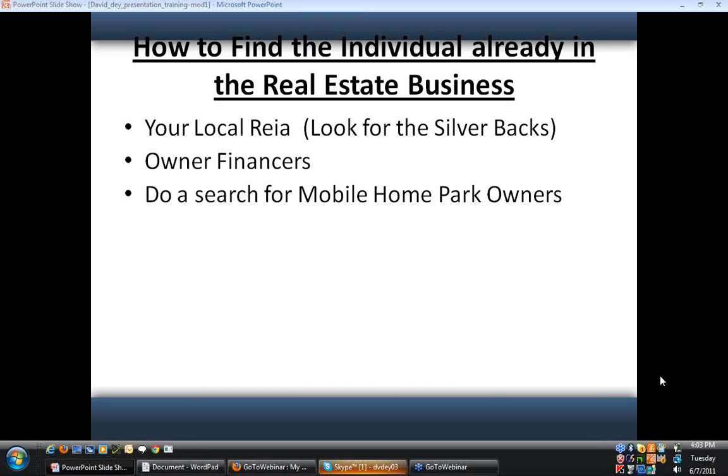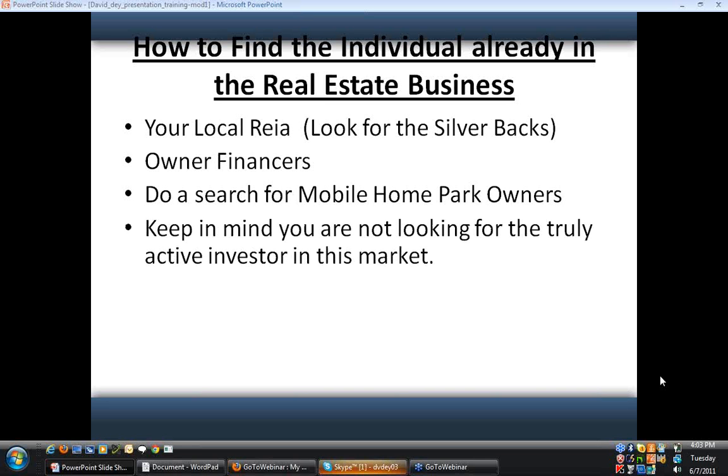But you can get a search done for you of all the mobile home park owners. On top of that, the other person beyond the mobile home park owner is the person who sold that mobile home park to the current owner. Why? Because they understand the same things that the current mobile home park owner does, but they also receive the cash for selling the property.